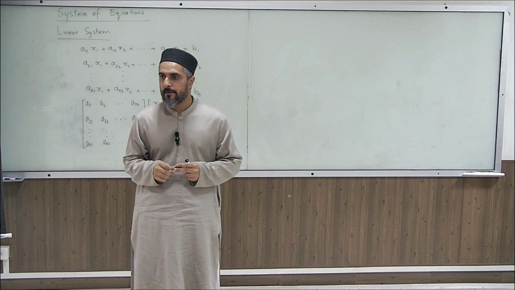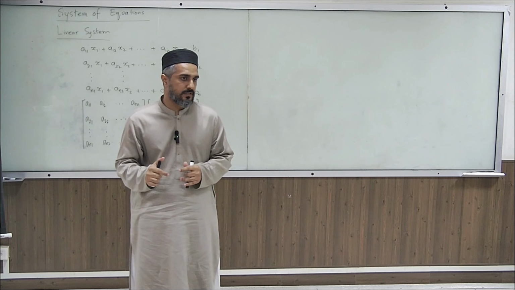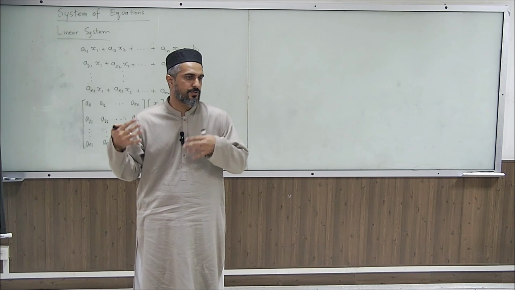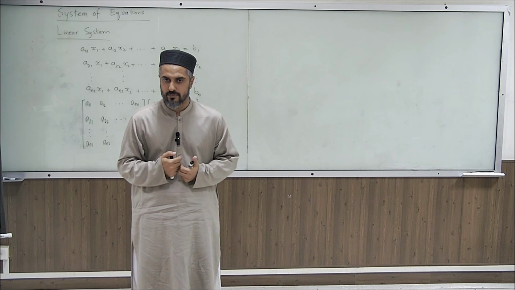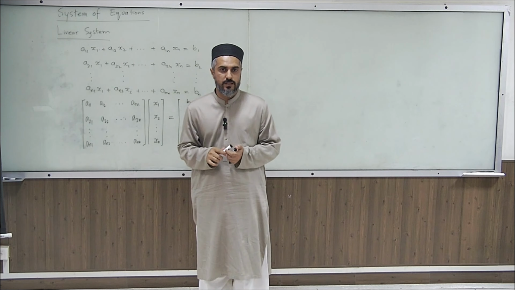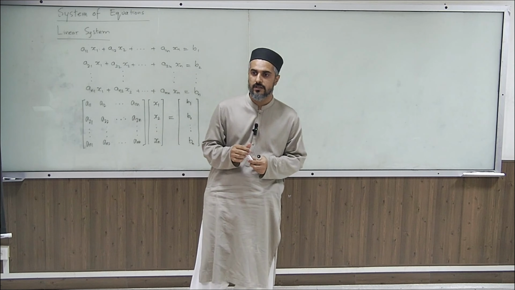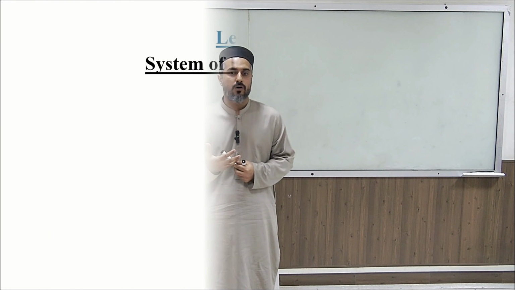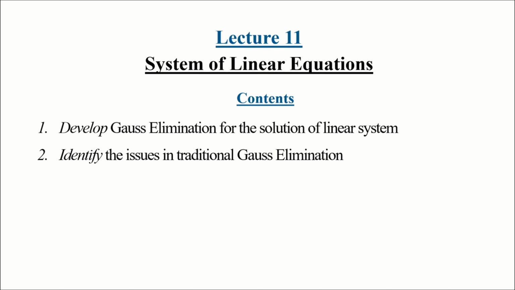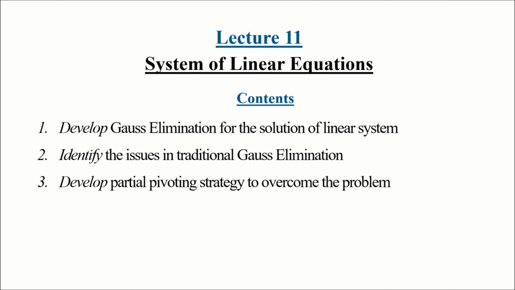In both examples, the unknowns are x1, x2, and x3. We can have more than 3 equations. We can have 4 equations, 5 equations, or n equations. We will be dealing with the linear system in this particular lecture. The objective of this lecture is to understand Gauss elimination, which we're going to revisit, and we will try to develop an algorithm of Gauss elimination, and then see what the problems with Gauss elimination are and how we can solve them.